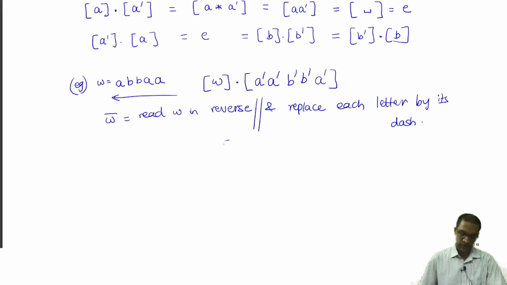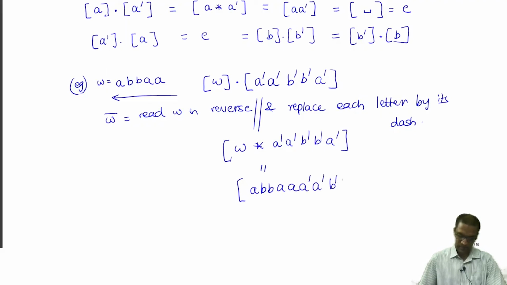By definition, this product is just W concatenated with this new word, A prime, B prime, B prime, A prime, which as we know is A, B, B, A, A prime, B prime, B prime, A prime. So here's some long word. But I claim that if I keep applying my rewriting rules successively, I can convert this word into the empty word. Okay, so let's just do this right there.